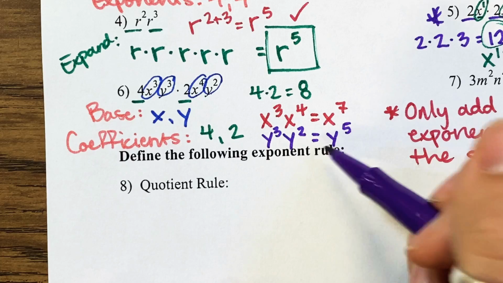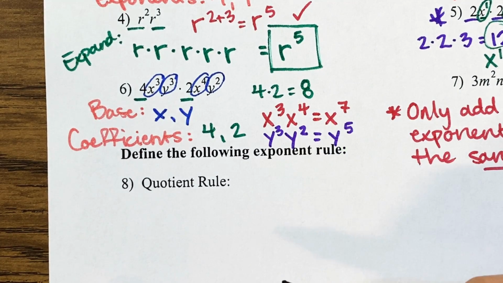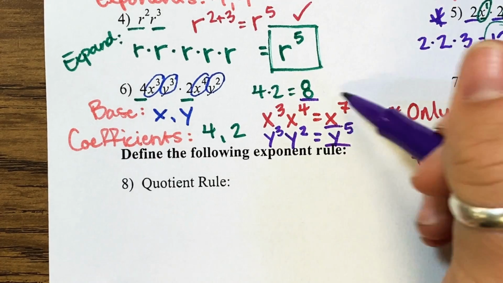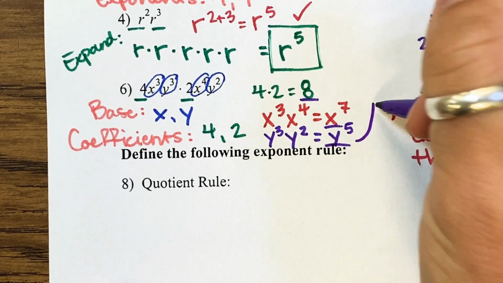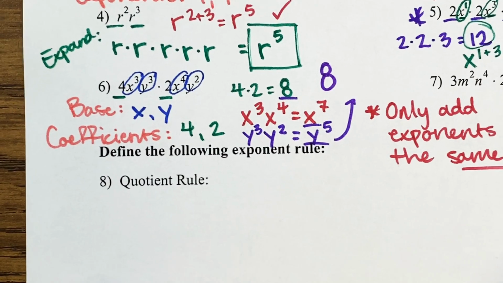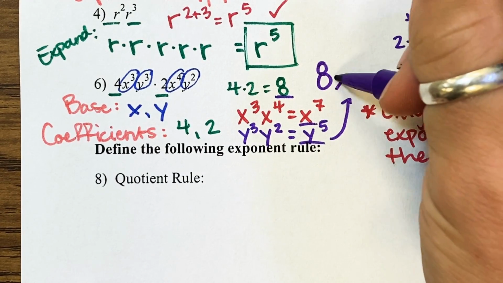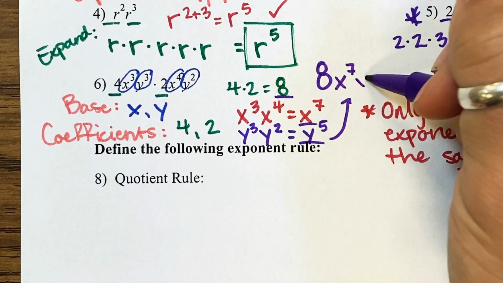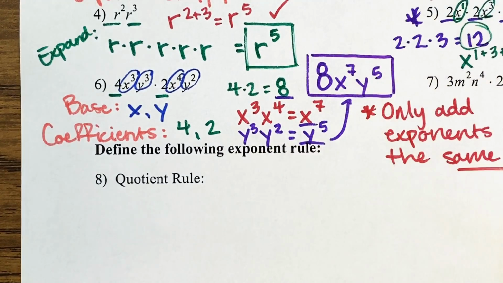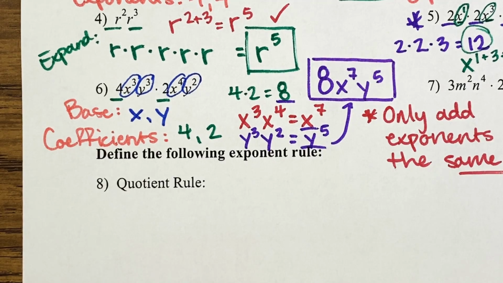Now we have all of our pieces to then write our final answer, right? We found our coefficients and we found our two bases with their exponents. So our final answer, always put your coefficient out front, which is 8, X to the 7th, and Y to the 5th. Final simplified answer.